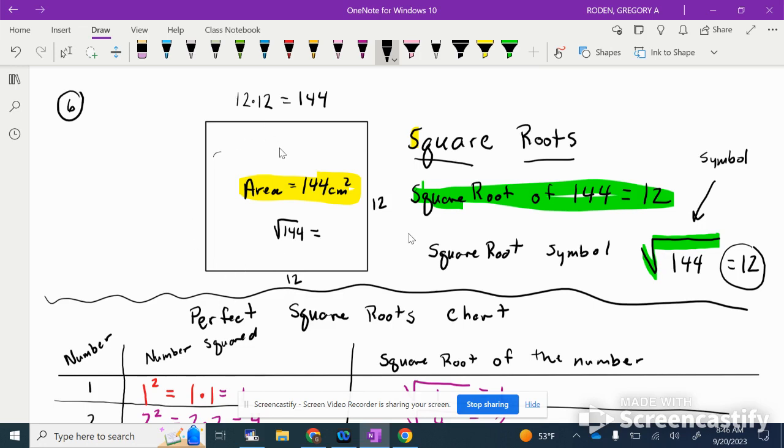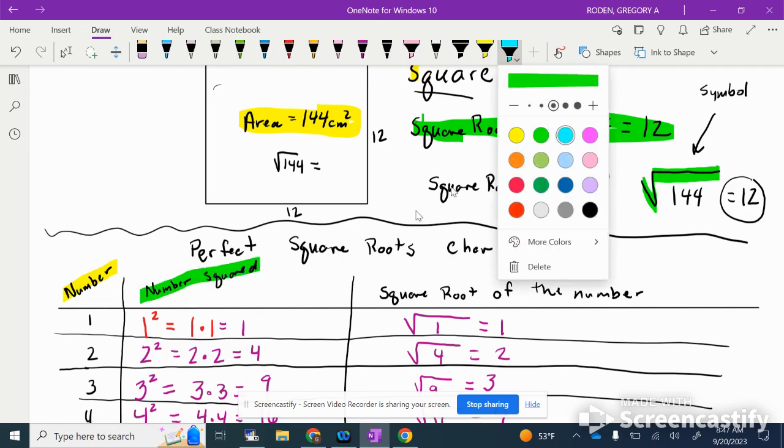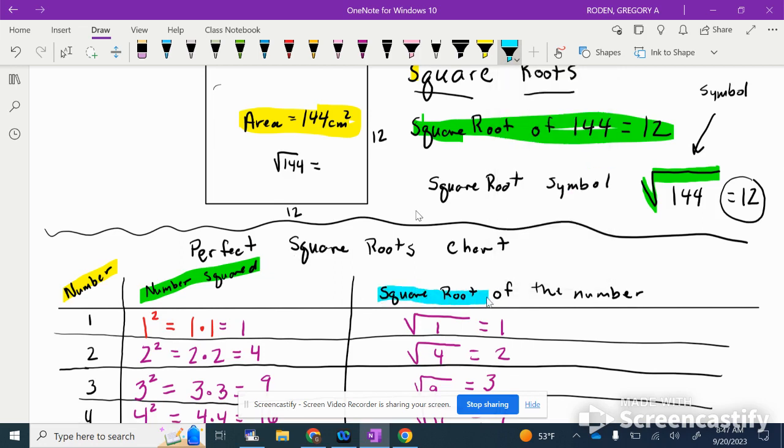So what you want to do is make 3 columns, let's do it in different colors. You want a number column in yellow. Then a number squared column in green. And then, we'll go with blue, the square root of the number. So the first thing is to set up a chart: one column that says number, a second column that says number squared, and a third column that says the square root of the number.